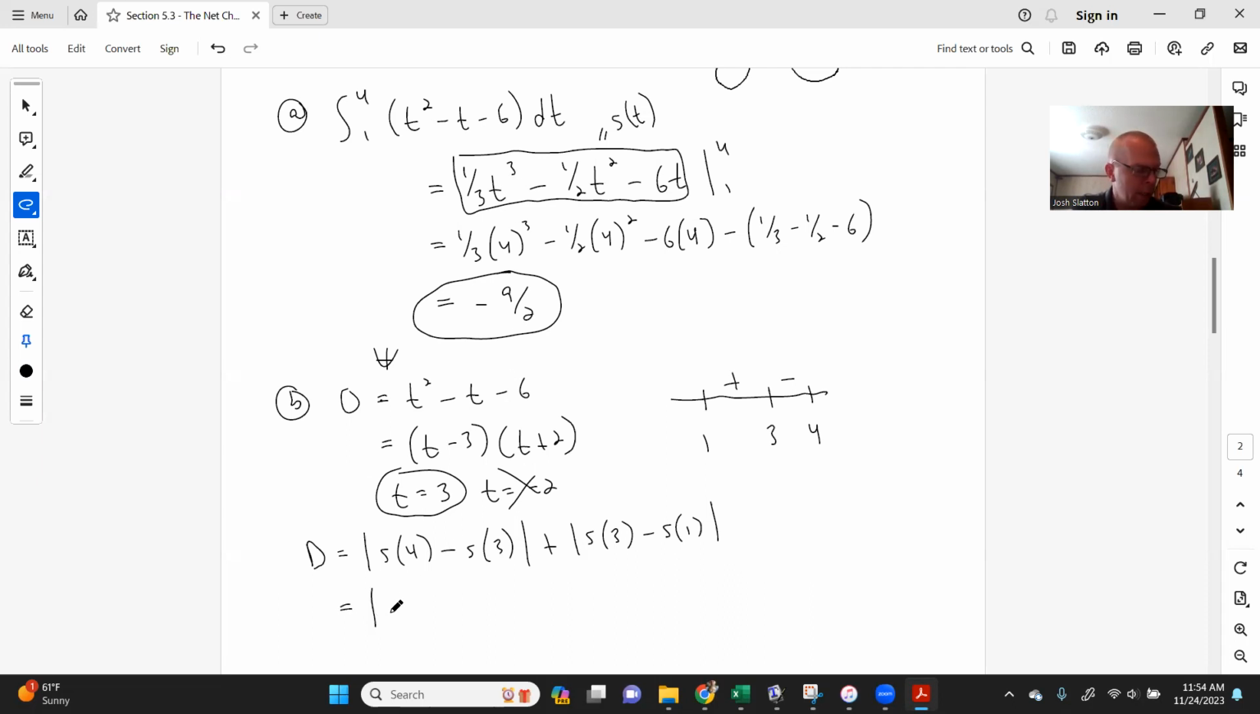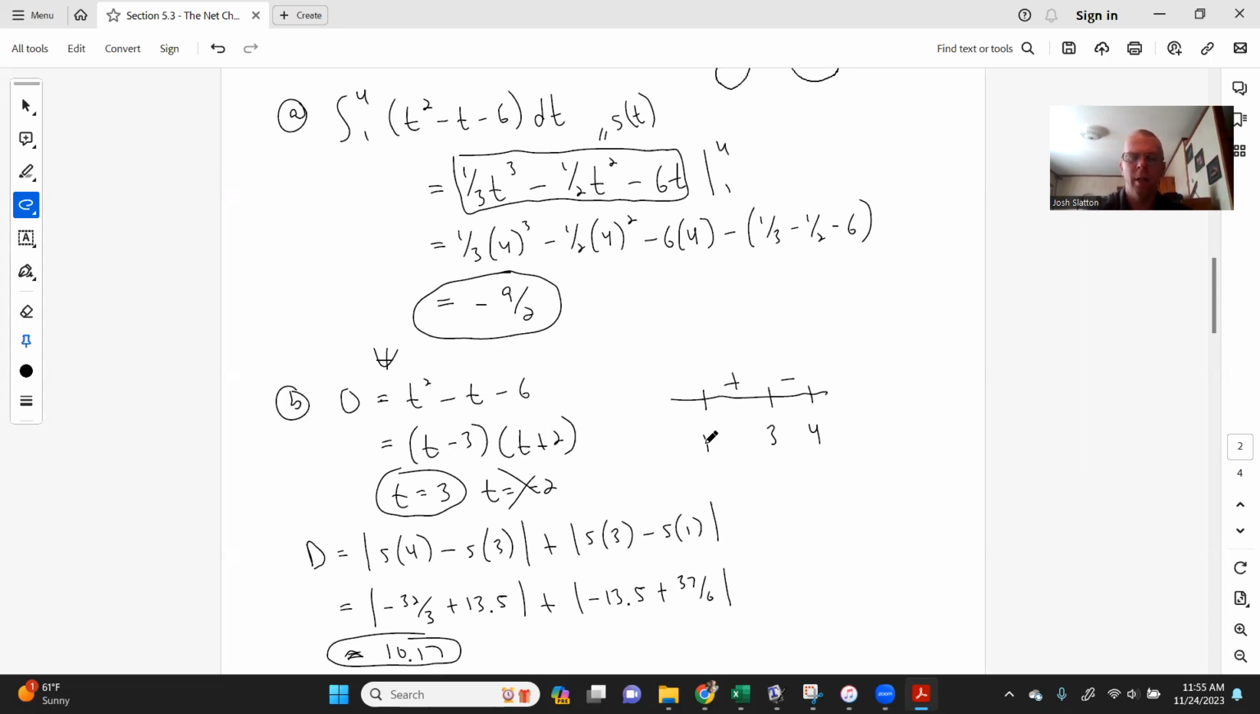And when you do that, we get s of 4 is -32/3. S of 3 is -13.5. So that would be a plus 13.5. And then plus the -13.5. And then minus s of 1 is 37/6. And when we simplify these, we get approximately 10.17. And so that is our distance traveled.